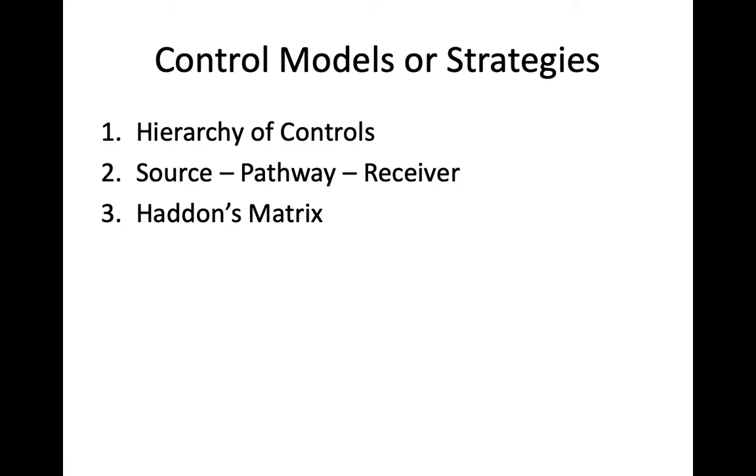Okay, welcome back to the last video. So, starting with control models or strategies. There are three ways that we can group this, and we'll start with hierarchies of control. Then the source pathway receiver. That's just another way of saying the hierarchy of controls, but it might be easier to explain in a diagram. And then another way is through Haddon's matrix. It's also mostly for injury prevention methods, but it's also useful in this section.